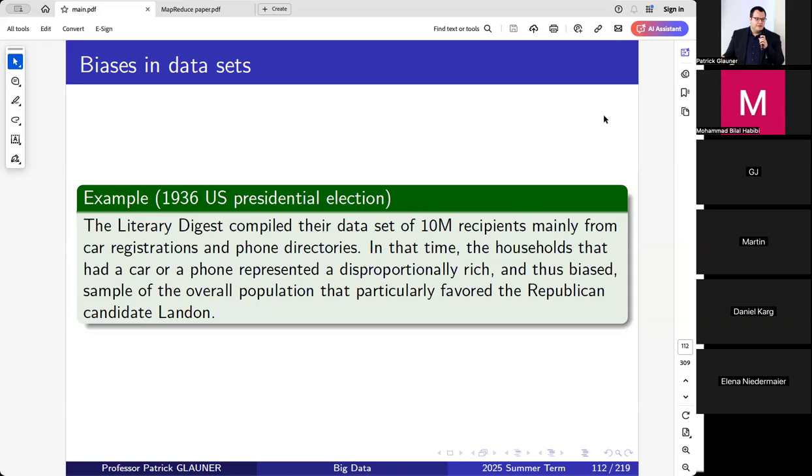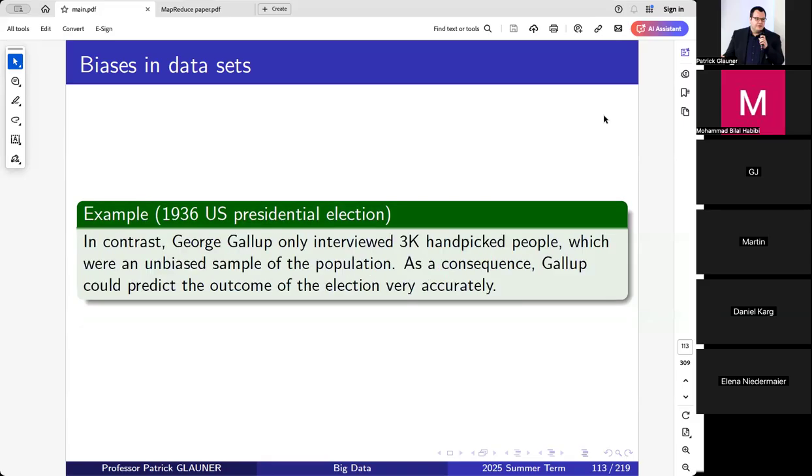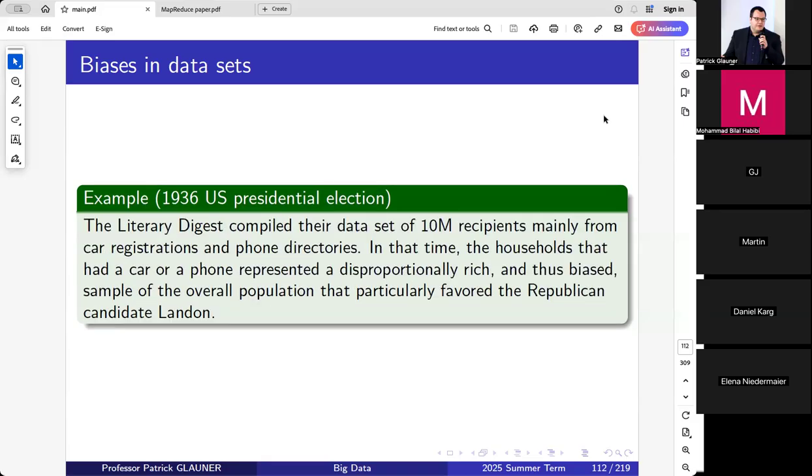But this was almost 100 years ago. So this represented a much richer part of the population that had a car or a phone. So they actually addressed disproportionately rich people, a heavily biased sample of the population, and they actually favored Landon, not Roosevelt. So a major bias in the data collection. And it turned out that among the 2.3 million that returned, there was also somehow a bias from those who preferred Landon, so they responded rather than the others. But the major bias was here. The 10 million recipients went totally wrong.